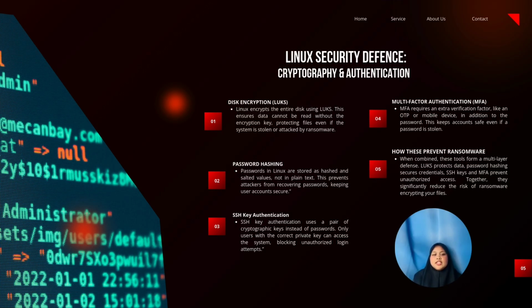Next is multi-factor authentication, or MFA. It adds another security layer by requiring extra verification steps, such as a one-time password or mobile confirmation. When combined, these security methods create a strong multiple-layer defense that protects data, prevents unauthorized access, and reduces the risk of ransomware attacks.